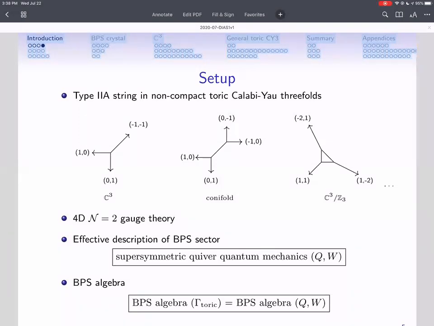Then correspondingly, that means the toric diagram has no compact loops, such as this, and those with compact four-cycles. So that means this toric diagram has a closed loop here. This is the simplest one, and then some representatives in these two classes. So the resulting theory is a four-dimensional N=2 gauge theory.